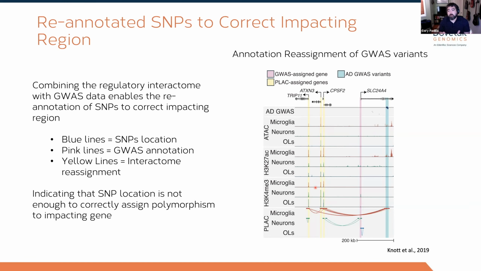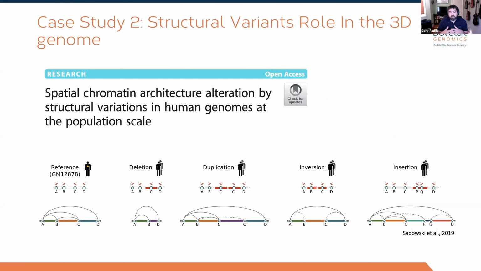I highly recommend you read this whole manuscript. There's a lot more in there that I'm not covering. This is just a very high-level overview of the utility of bringing that proximity ligation data, that Hi-C data, into your GWAS studies. And then moving on into structural variants and really what that's doing to chromatin.